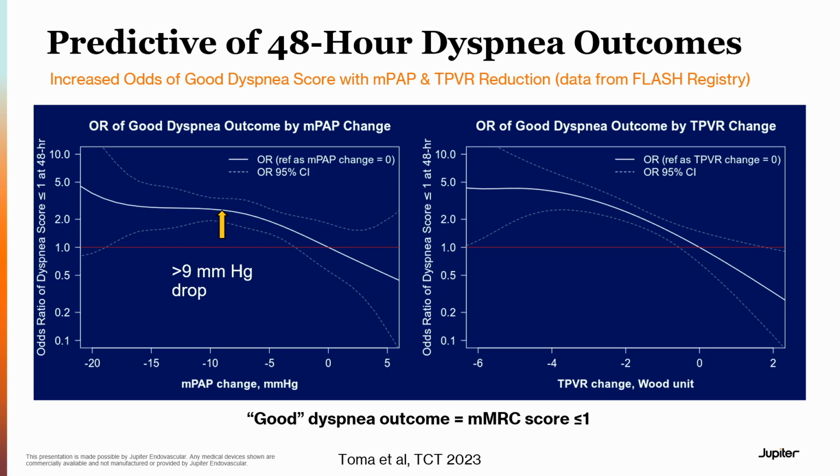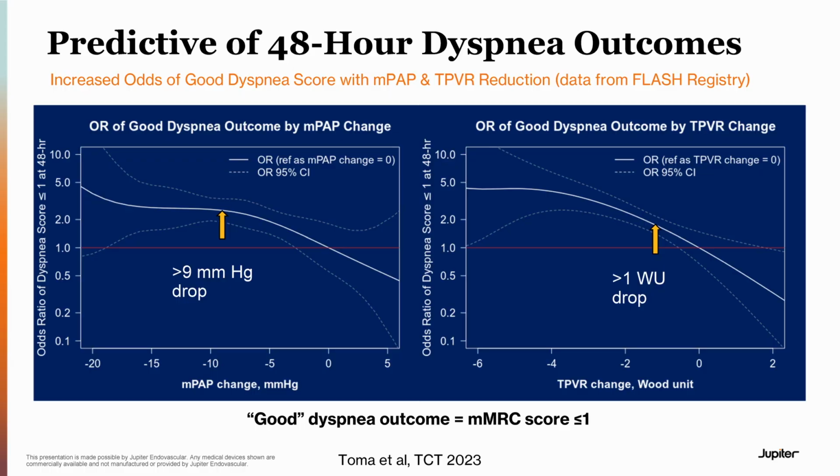Similarly, TPVR predicts, this is model data, not actual data points, showing that if you get a TPVR reduction of 1 Wood unit, which is not that much, you start seeing a clinical benefit at 48 hours. We're going to have more data on this and crystallize it a bit more, but this is very useful information that can be measured acutely during the case. All you have to do is connect the catheter to a manifold and measure the pressures and get PA-SATs throughout the case.